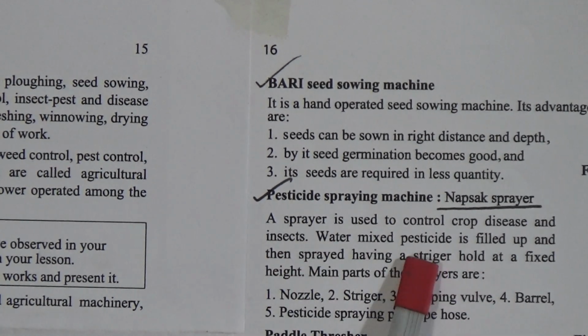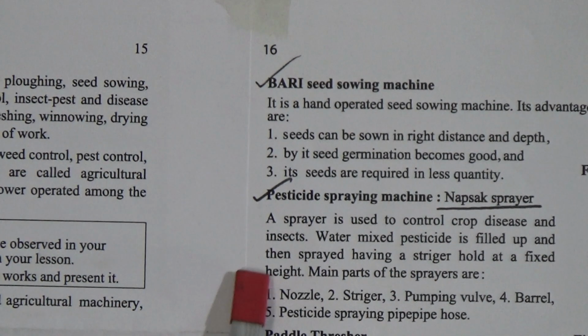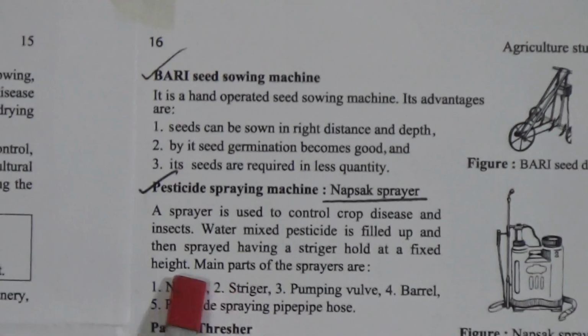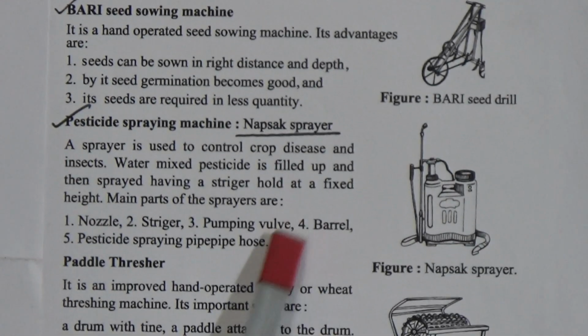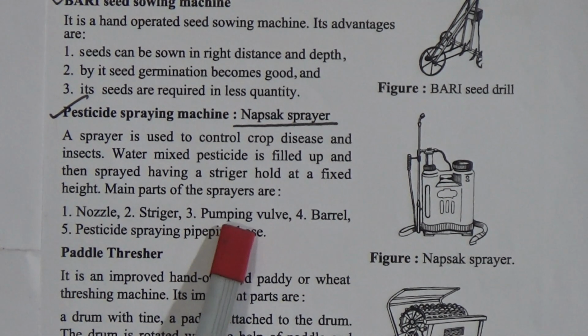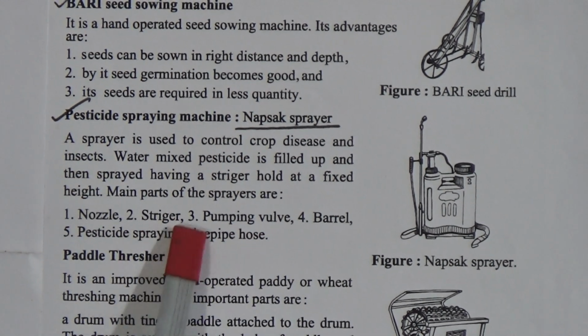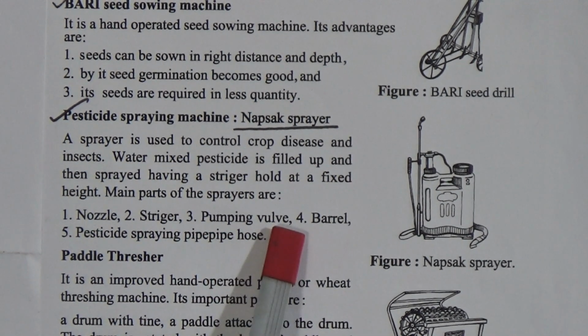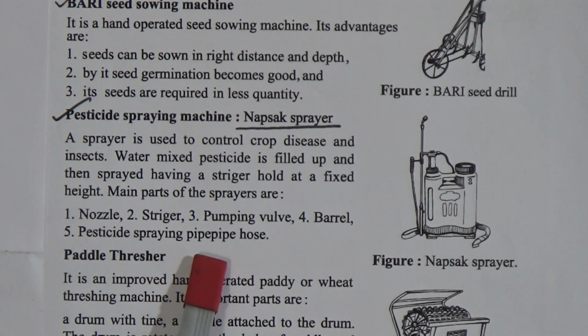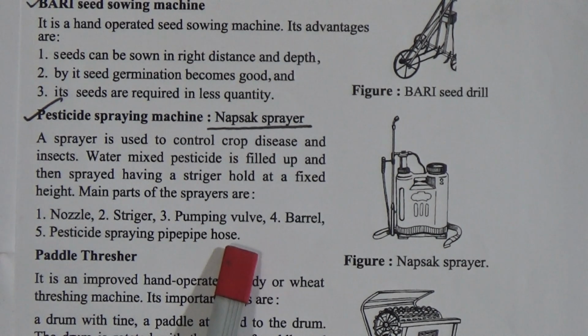A water mixed pesticide is filled up and then sprayed, having a trigger hold at a fixed height. Main parts of the sprayer are a nozzle, trigger, pumping valve, barrel, pesticide spraying pipette, hose.